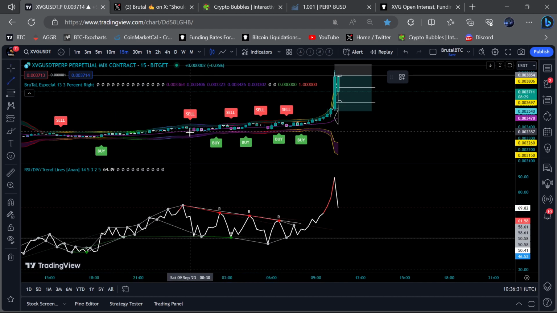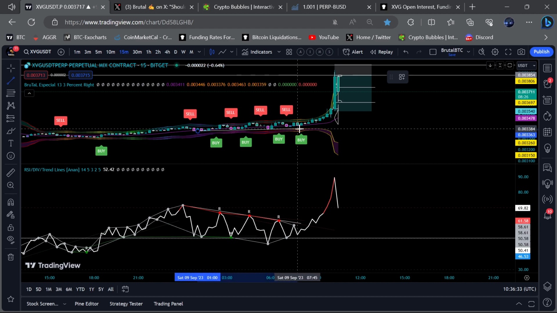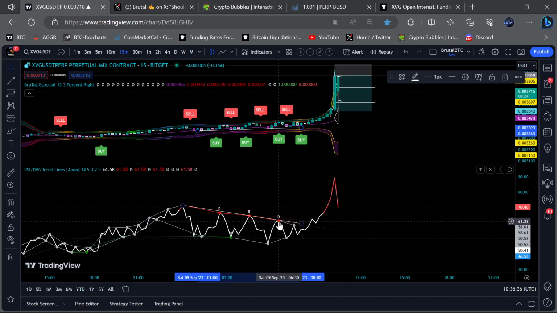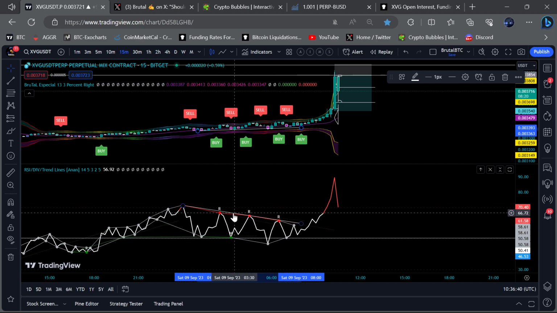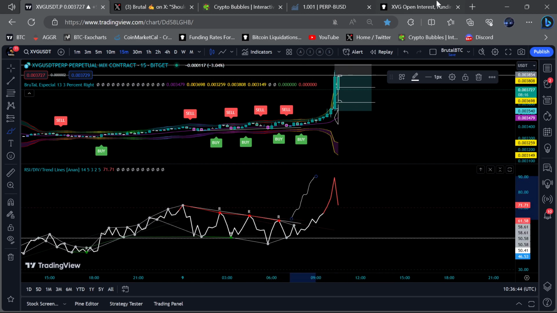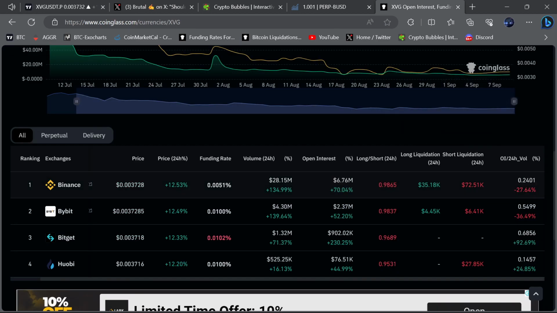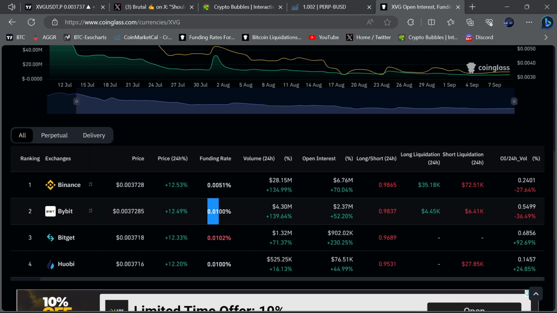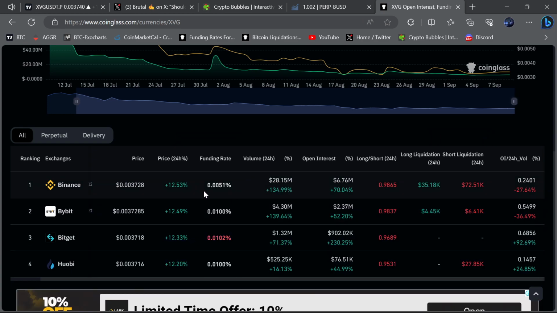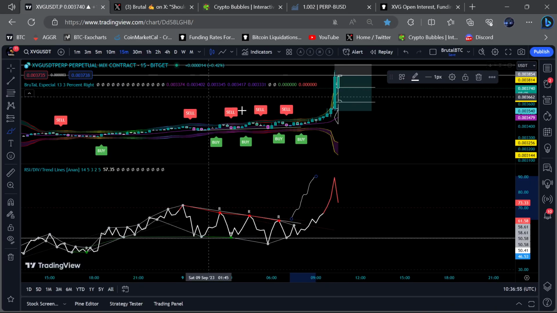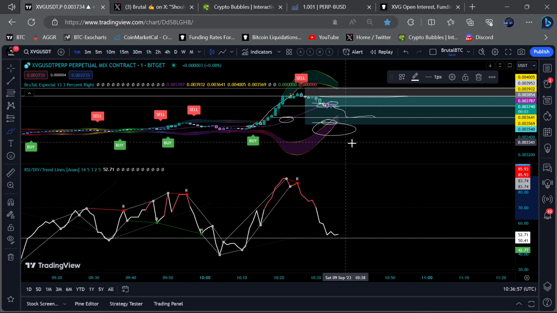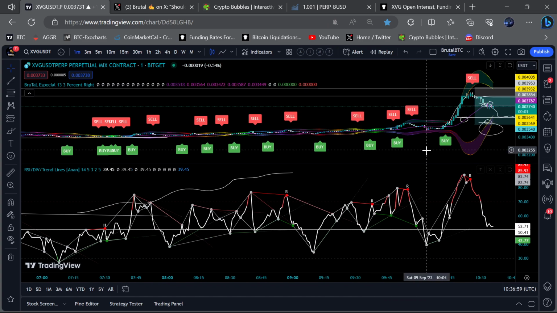Bearish divergence over here. You do not have to short the first bearish divergence. Let all the shorters be liquidated, and look at the data over here, how much the funding rate is. Now this is going to turn red very soon. Whenever we have one more quick downside move, this will turn red.